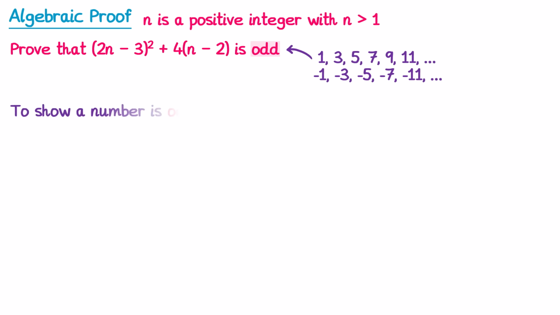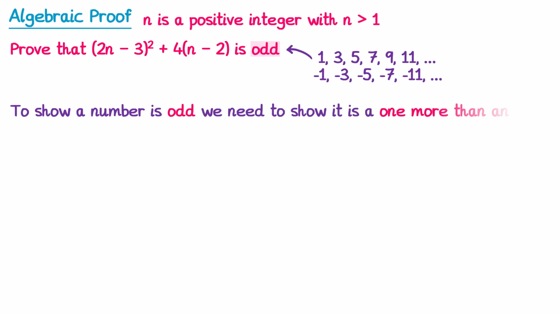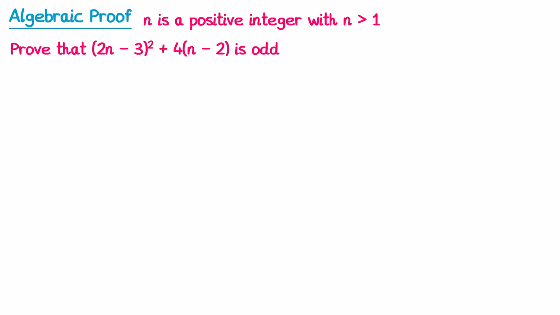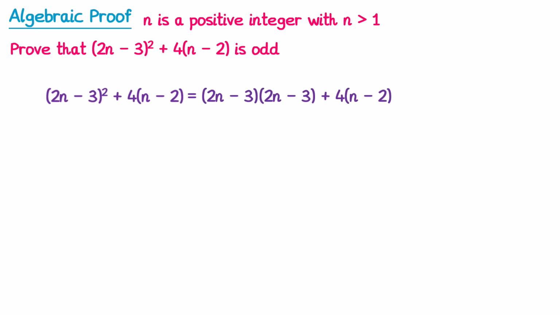So all odd numbers are just one more than an even number. So to show a number is odd, we need to show it is one more than an even. Let's now try this question with this in mind. So let's take the expression, and we'll start with this double bracket here, which is 2n minus 3 multiplied by itself. And then we also have plus 4 lots of n minus 2. So let's expand this bracket.